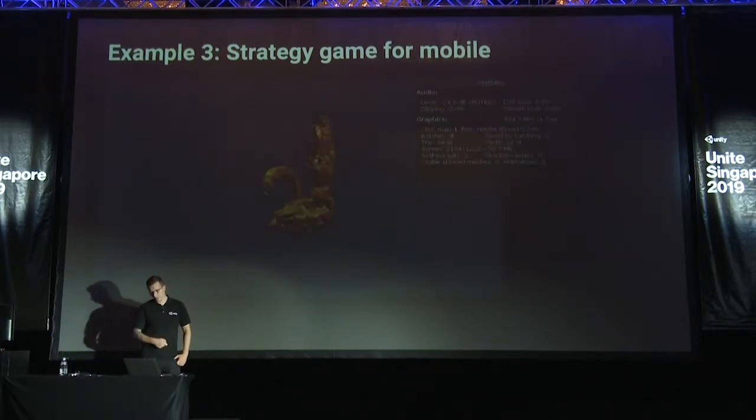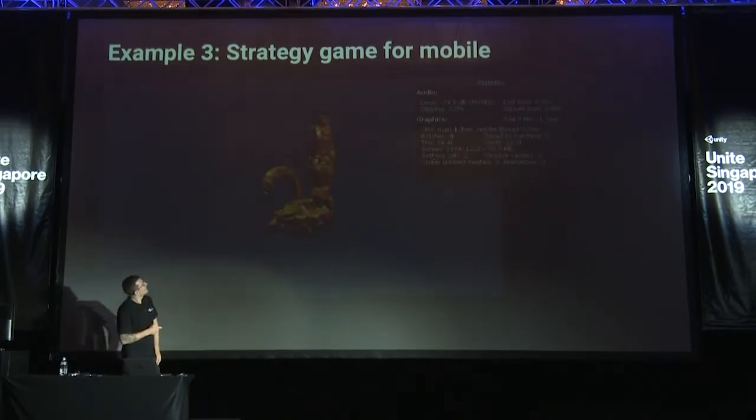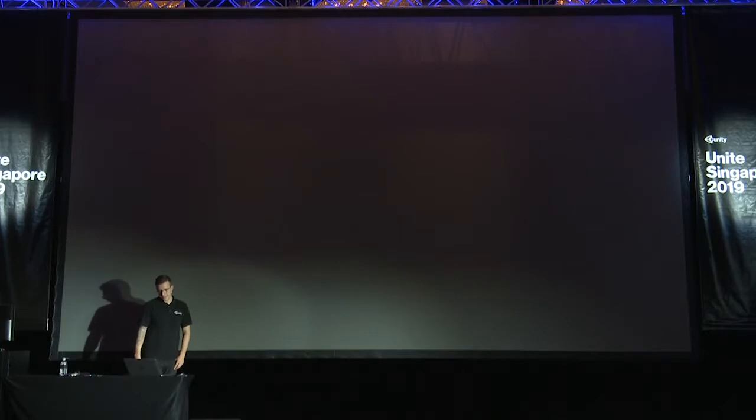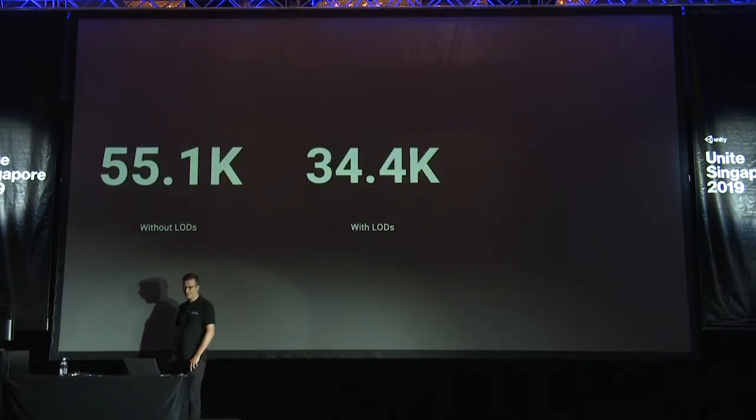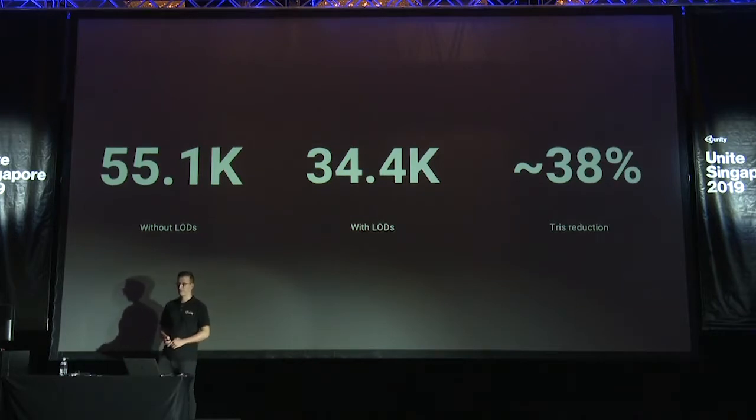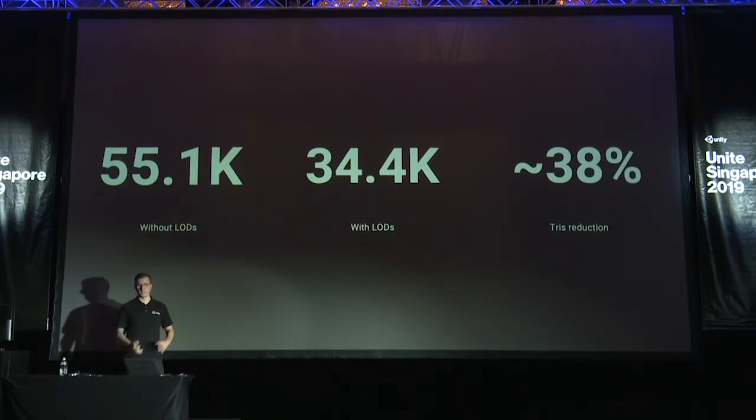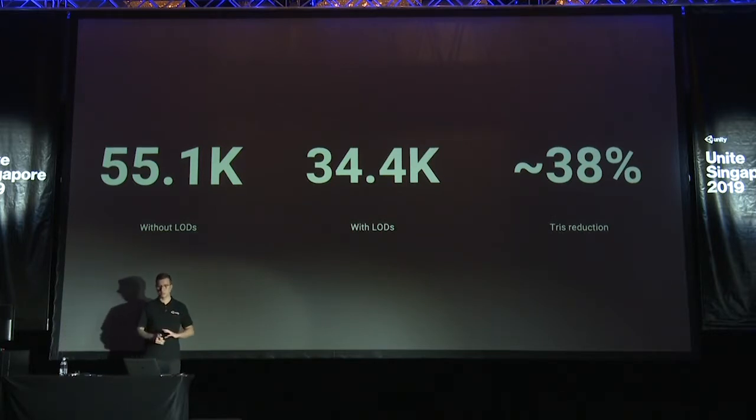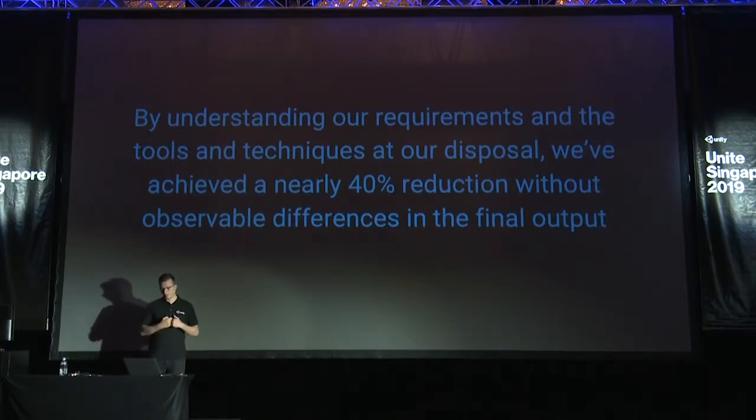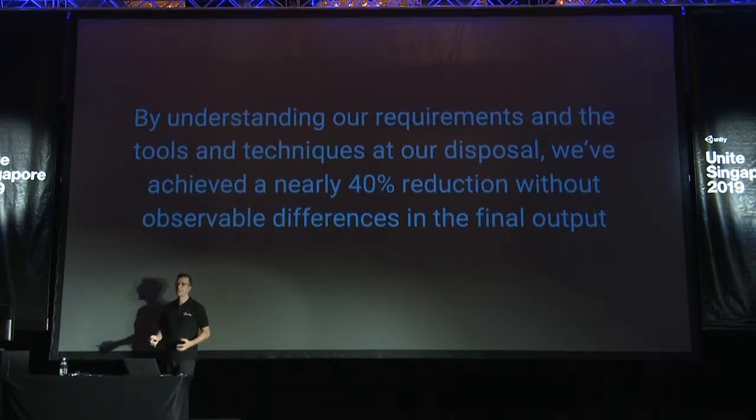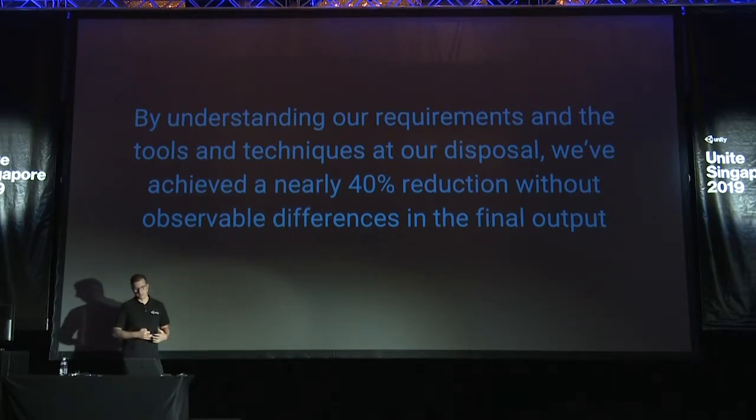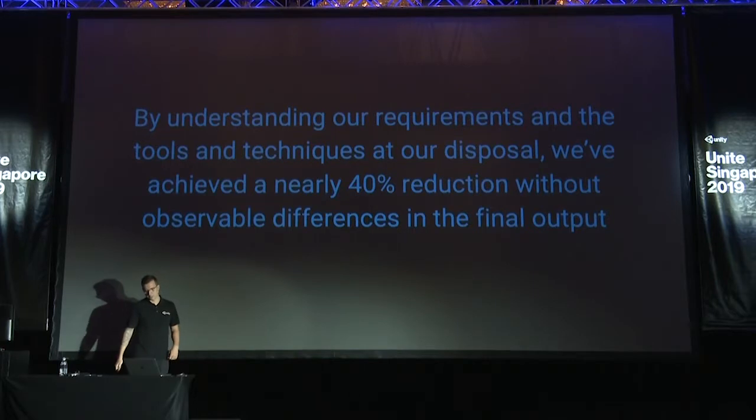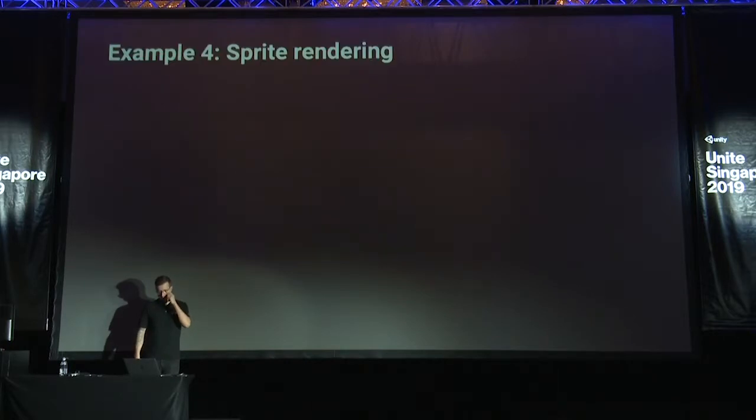So after applying LODs, you can see that we have here 35,000 triangles, which is much, much better. So we went from this to this, which gives us an improvement of around 38%, which is actually quite a lot, just by applying LODs. And we don't decrease any visual quality. We don't lose anything on this. We only gain performance. So the lesson from this should be that by understanding our requirements and the tools that we can use, we can get almost 40% improvement, all without any observable difference in our final result.